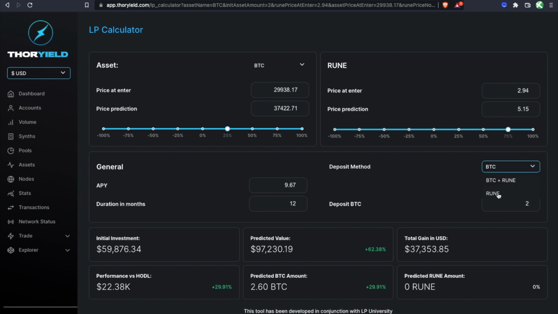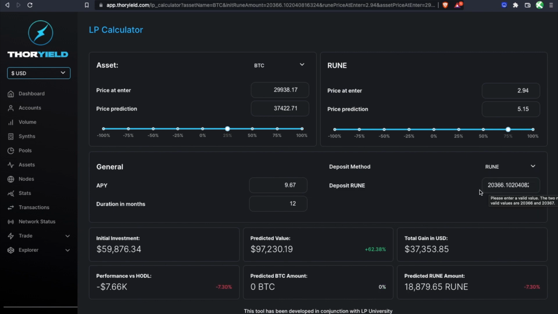Same thing would go for adding just Rune. I could add 20,000 or so. But just be aware that these are all the same on the back end. It's just a convenient step of how you want to add. But how the numbers end up playing out, including impermanent loss protection, which I'll touch on in a bit, all ends up being exactly the same.